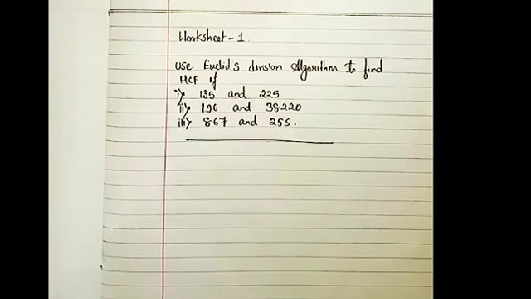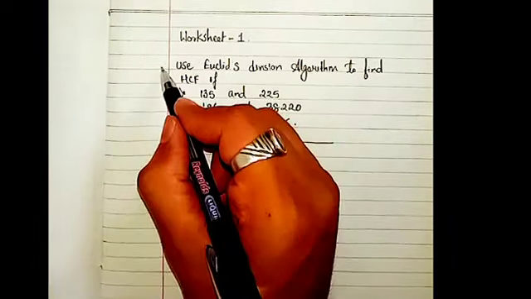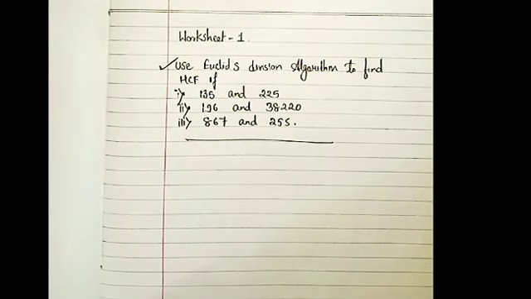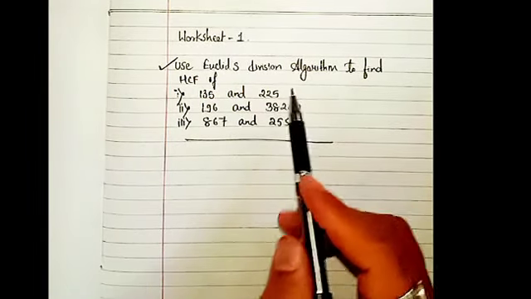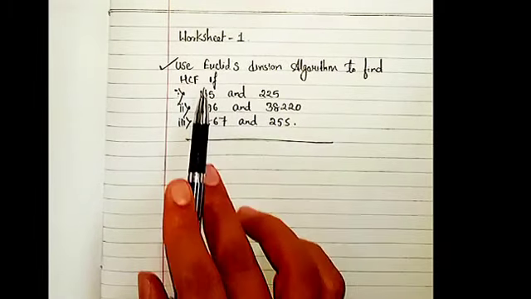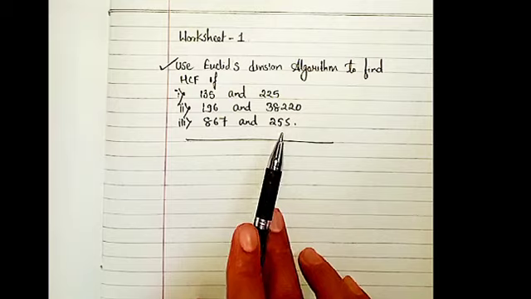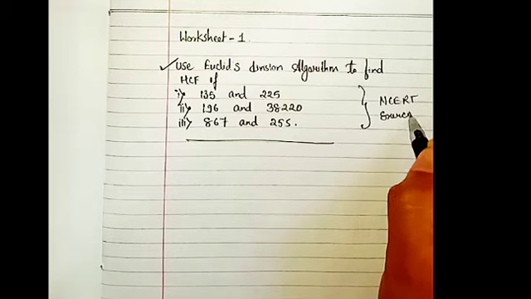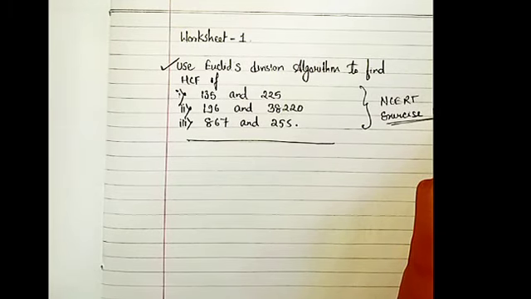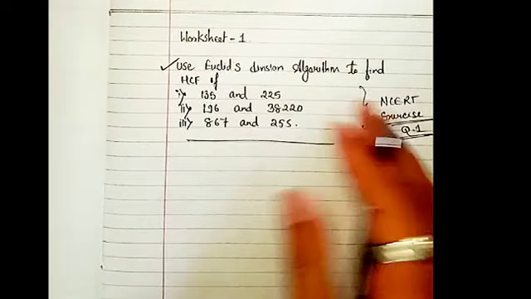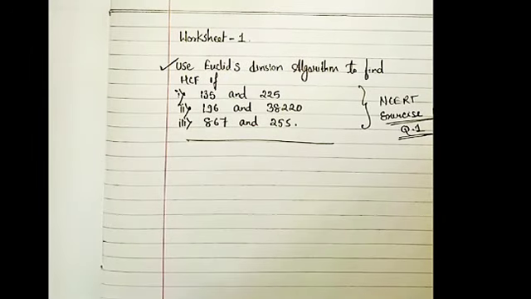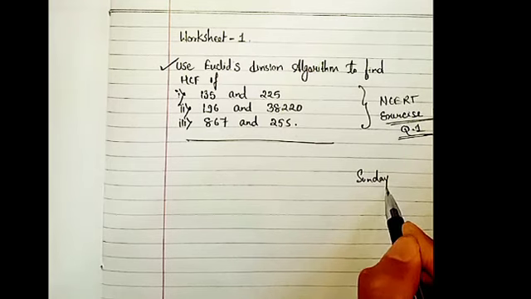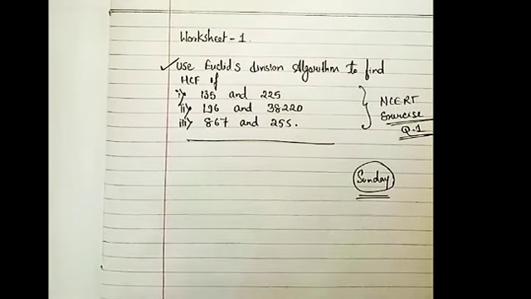So dear friends, as we have completed and understood the process of Euclid's division algorithm, now this worksheet will test your ability and you have to solve these 3 questions and find out the HCF of the given numbers. These are the questions given in NCERT exercise 1.1 question number 1. So this will be your worksheet. You have to solve this and on Sunday we will solve these questions.